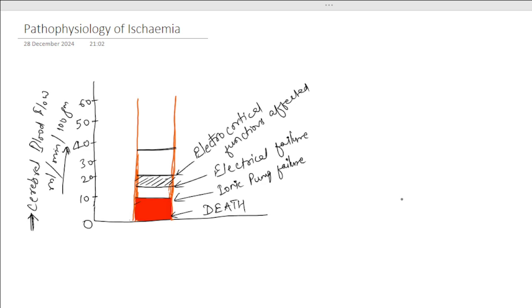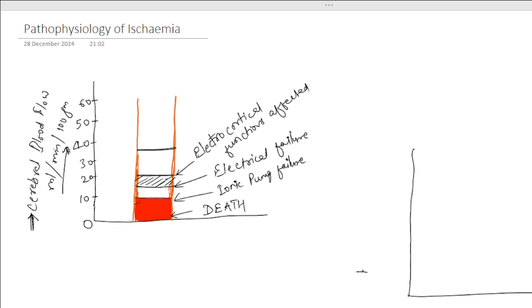Now let us talk about a different graph. This graph is equally important, but this time I am going to draw not for constant cerebral blood flow. This time I am going to draw for regional cerebral blood flow.